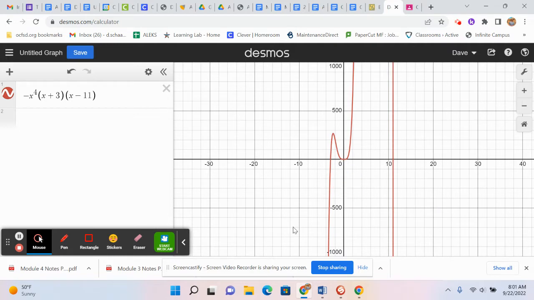Okay, now we can see both end behaviors again. As we go left on our axis, as x approaches negative infinity, our graph approaches negative infinity, and as x approaches positive infinity, our graph is going down again. Okay, so that is number one.